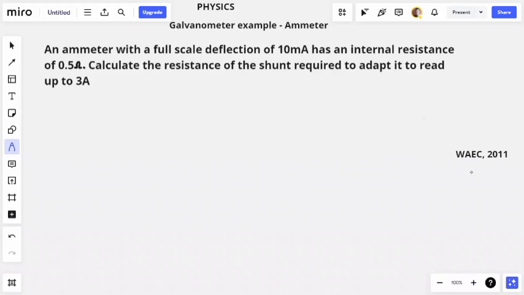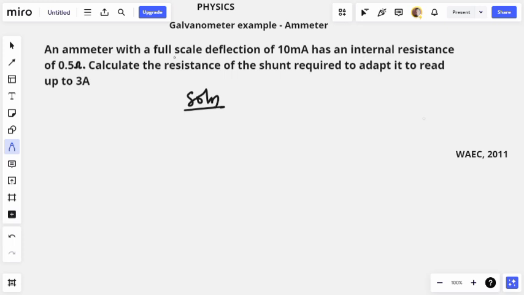Question WAEC 2011 on galvanometer. It says an ammeter with a full scale deflection of 10 milliamps has an internal resistance of 0.5 ohms. Calculate the resistance of the shunt required to adapt it to read up to 3 amps. Okay, so basically here we are converting the galvanometer to an ammeter.